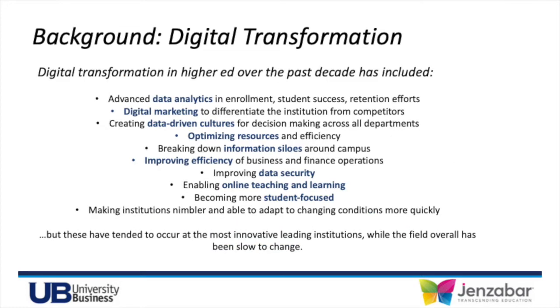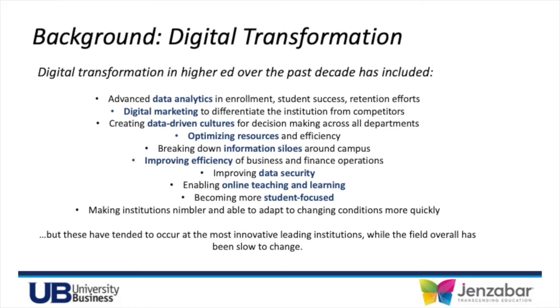Just more about the background of digital transformation. Just some examples here. As I said earlier, it could mean something a little bit different at each institution. But everything here from data analytics, marketing, using data and optimizing resources, breaking down silos, improving efficiency of operations, data security, online teaching and learning, as we're doing now, becoming more student focused, and overall making institutions nimbler and able to adapt to changing conditions more quickly.